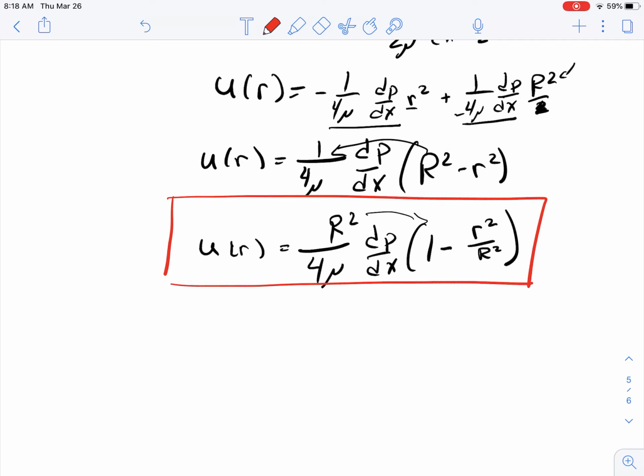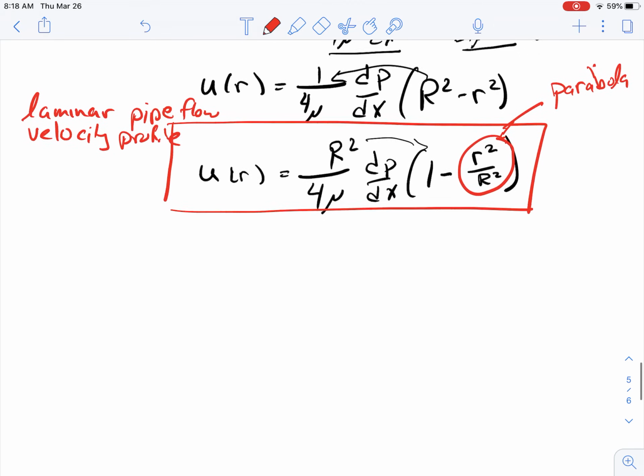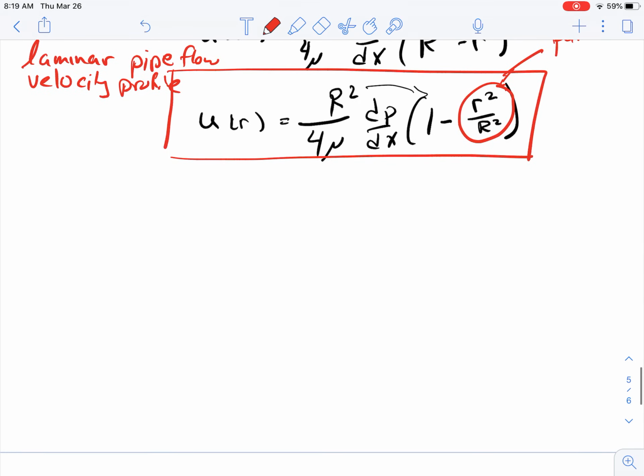inside a laminar pipe flow. So this is our laminar pipe flow velocity profile. And it's the same everywhere in the pipe because it's a fully developed pipe flow. And we can notice, just like with the channel flow, this is a function of r squared, so capital R squared is a constant, and it varies. This is like a parabola, and this allows us to better understand what's going on with our velocities inside of a pipe.